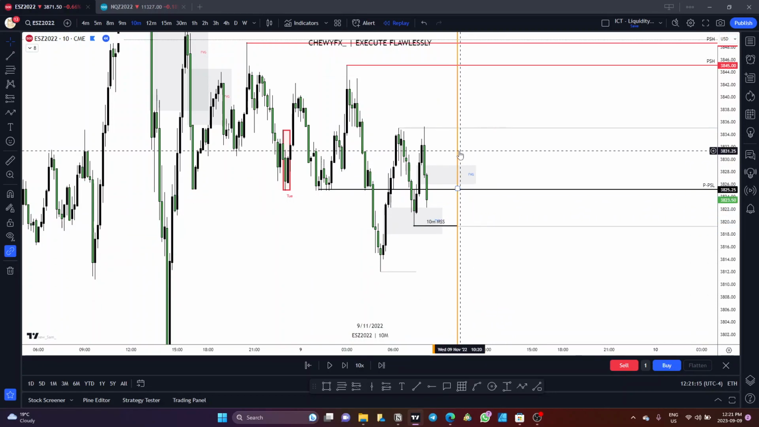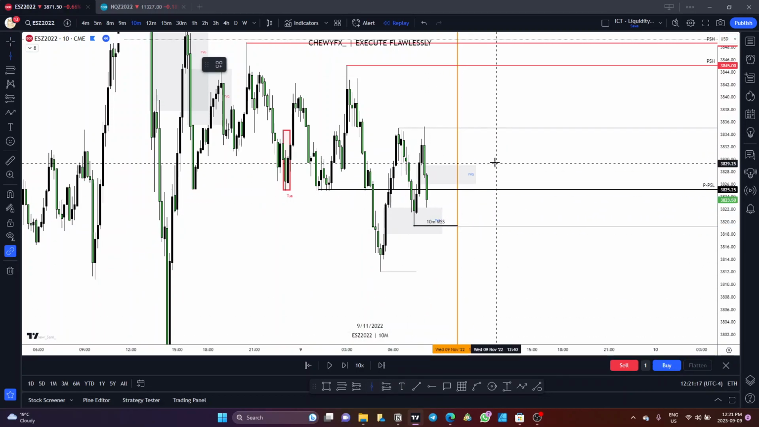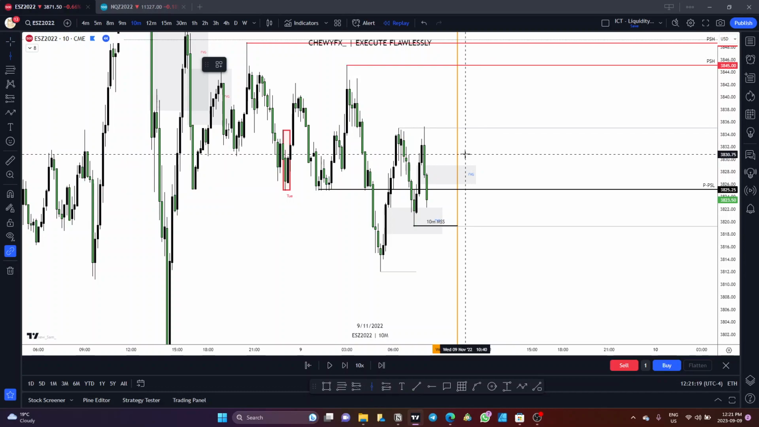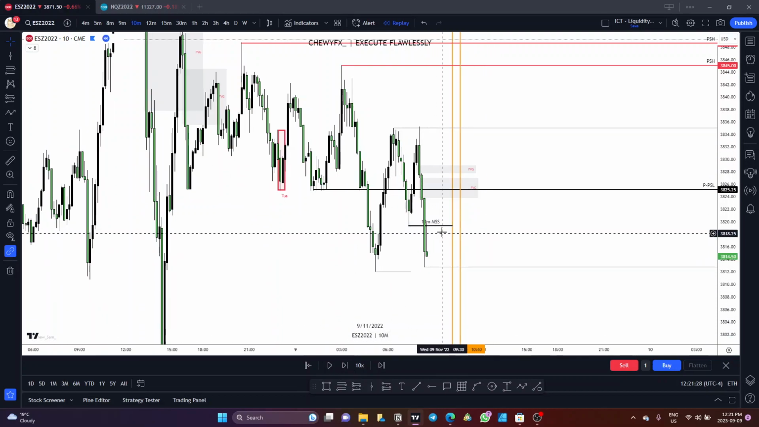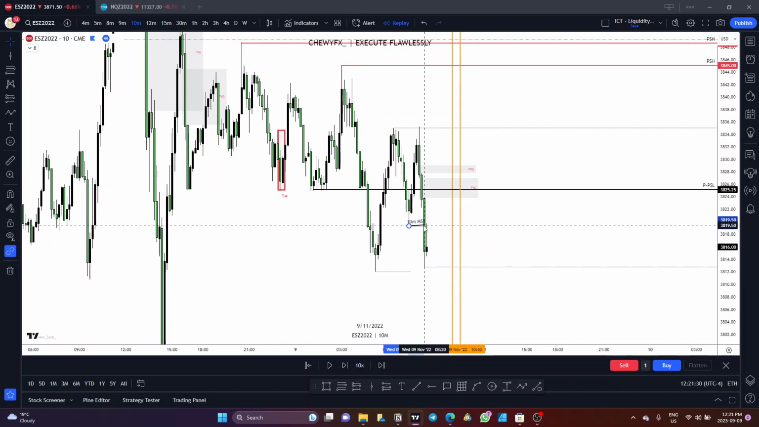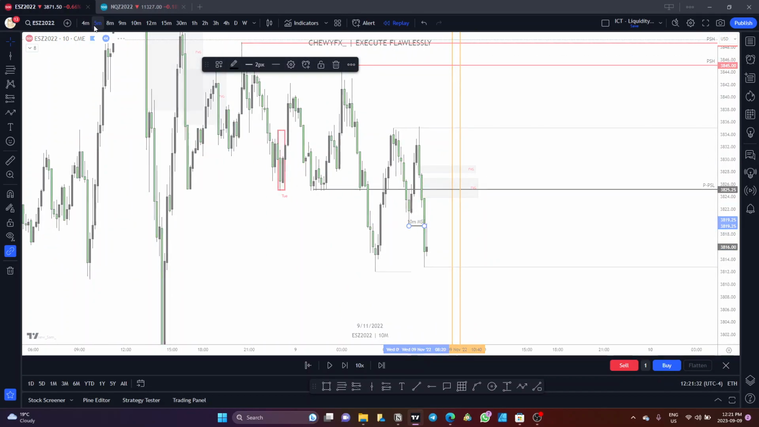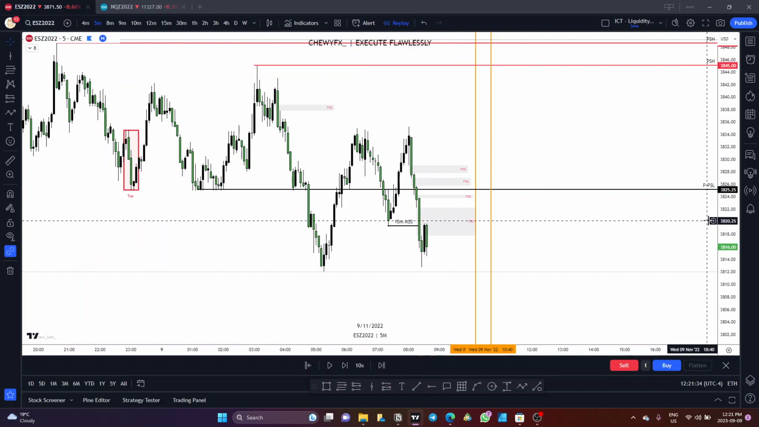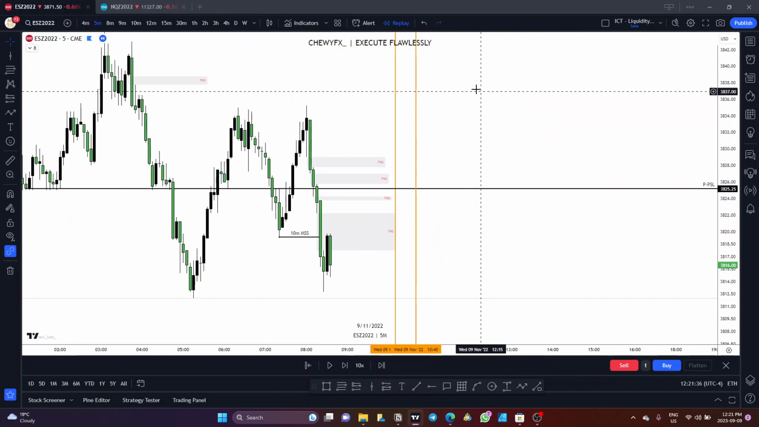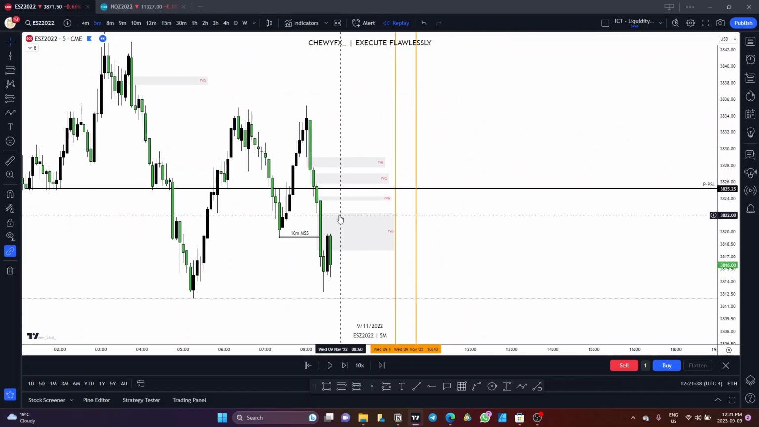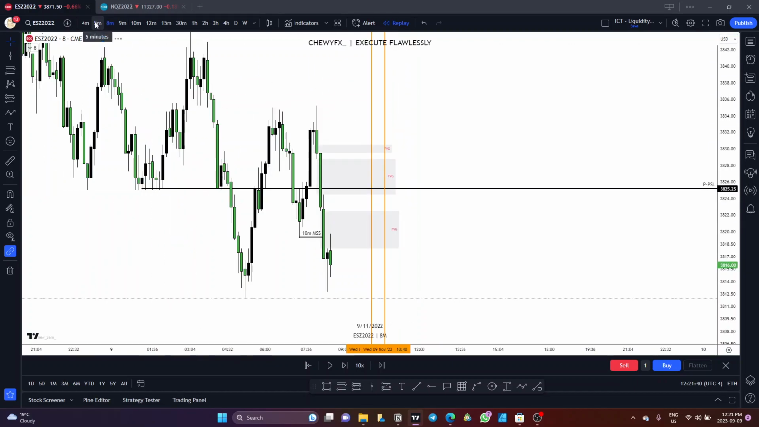Now bear in mind this orange line here, and then this one. We're not taking any entries in between these two orange lines. If there's an entry that occurs, it's just invalid, 100% invalid. So we did have our MSS there. We just want to ensure that it aligns on the 5-minute. So we can see that it does align.